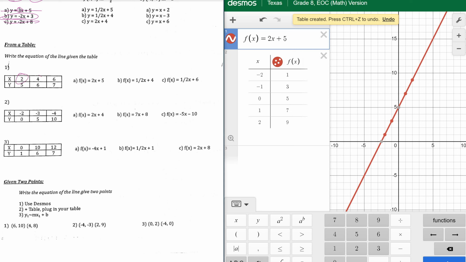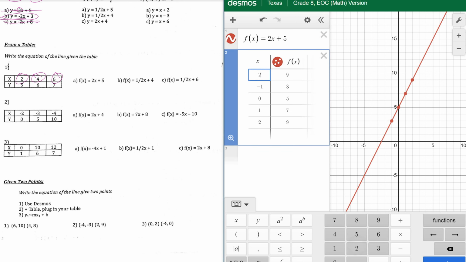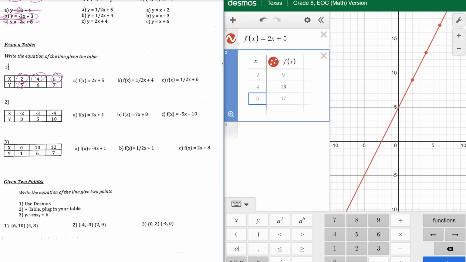Now I need to change my x values to 2, 4, 6. Right now it's negative 2. No, let's get it as 2, 4, and 6. I don't need these bottom ones, so I'm just going to get rid of those. All right, 2, 4, 6. Does 9, 13, and 17 match? No, so I know it's not this one.